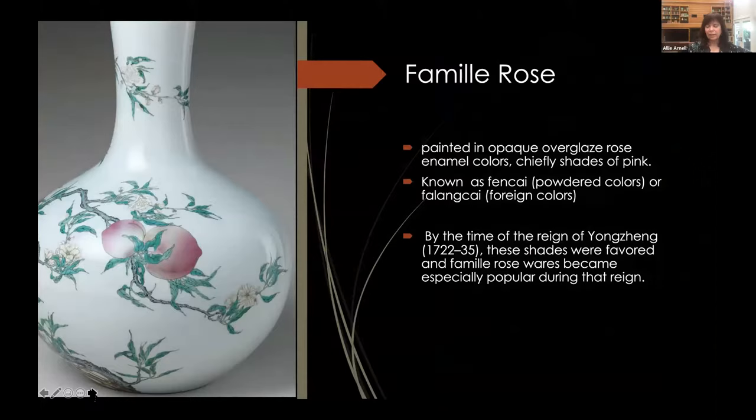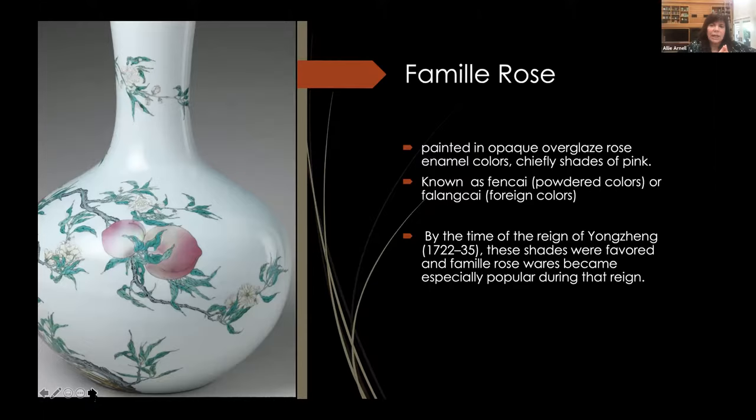The other type, and then we're going to be finishing up. I wish I could talk to you forever about this because it's just such a fascinating area. But the other type that I wanted to present to you today was famille rose, which is the Western designation for what was also known as powdered colors and foreign colors.